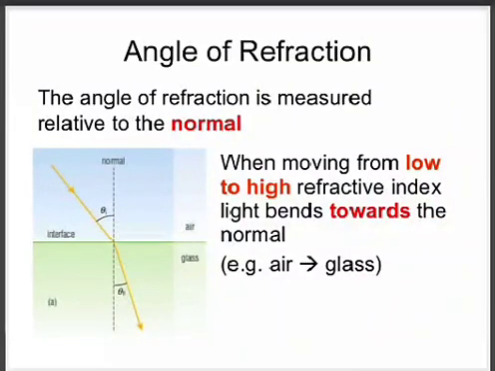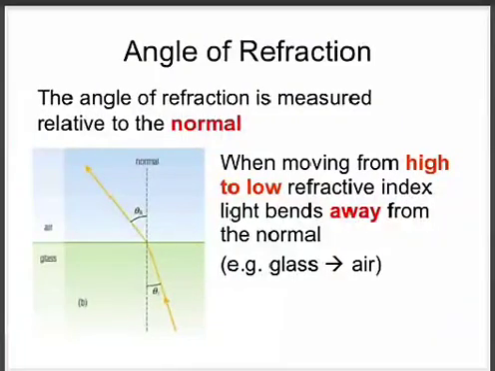Angle of refraction, as I said, will be less than your angle of incidence if your light is going from rarer to denser, because it bends towards the normal. So the angle of refraction will reduce. When it goes from denser to rarer medium, your angle of refraction will be bigger.